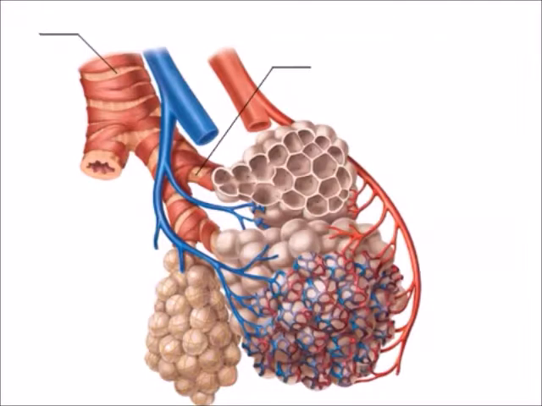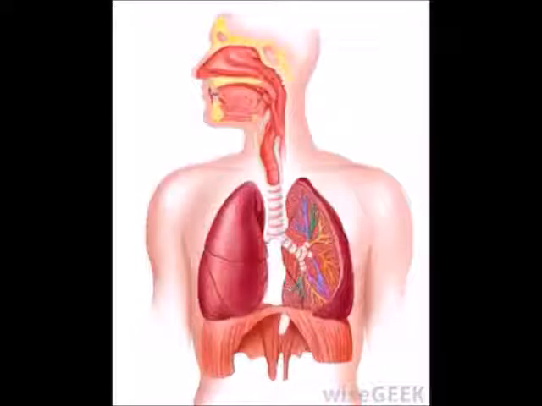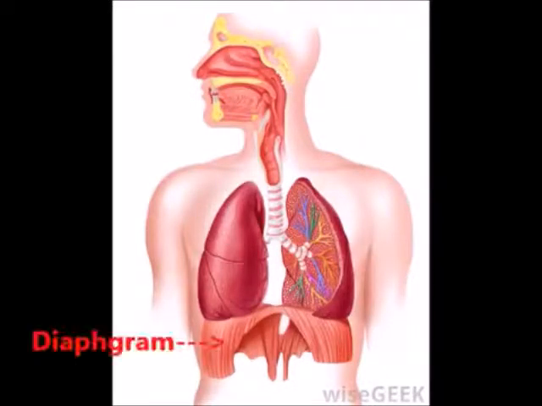Then, breaking it further down, you have the alveoli, which are sacs that get filled every time air goes in, and they have lots of capillaries. Finally, your diaphragm is a muscle that's right below your lungs and helps you inhale and exhale by contracting and relaxing.